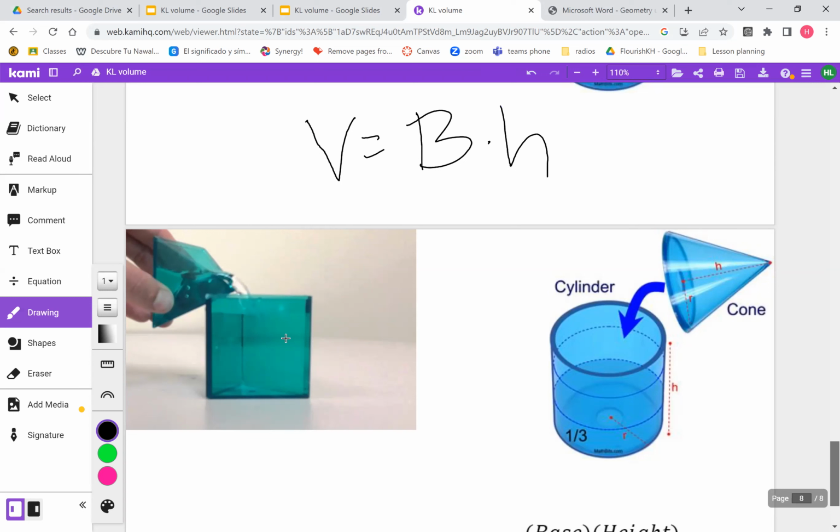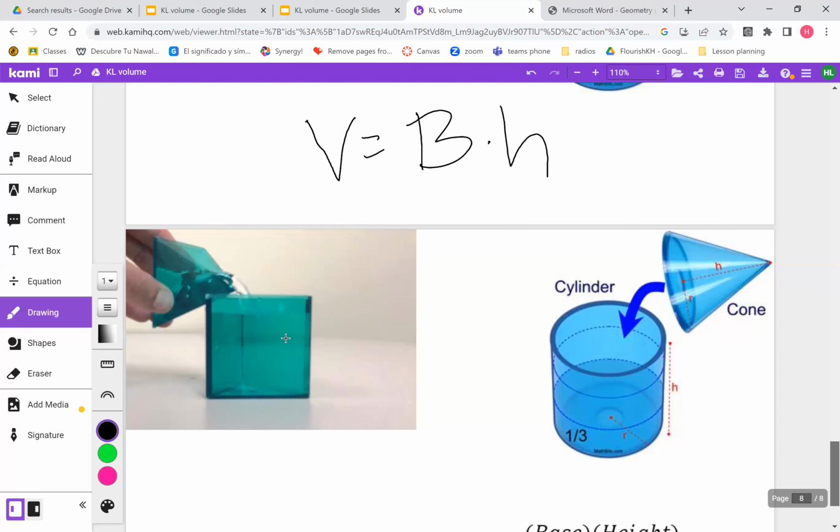So three pyramids make a prism, right? It took me three fills. If you don't believe me, you can try it at home. Make sure the base is the same on the pyramid and the prism, or the cone and the cylinder. So the base has to be the same and the height has to be the same, okay?